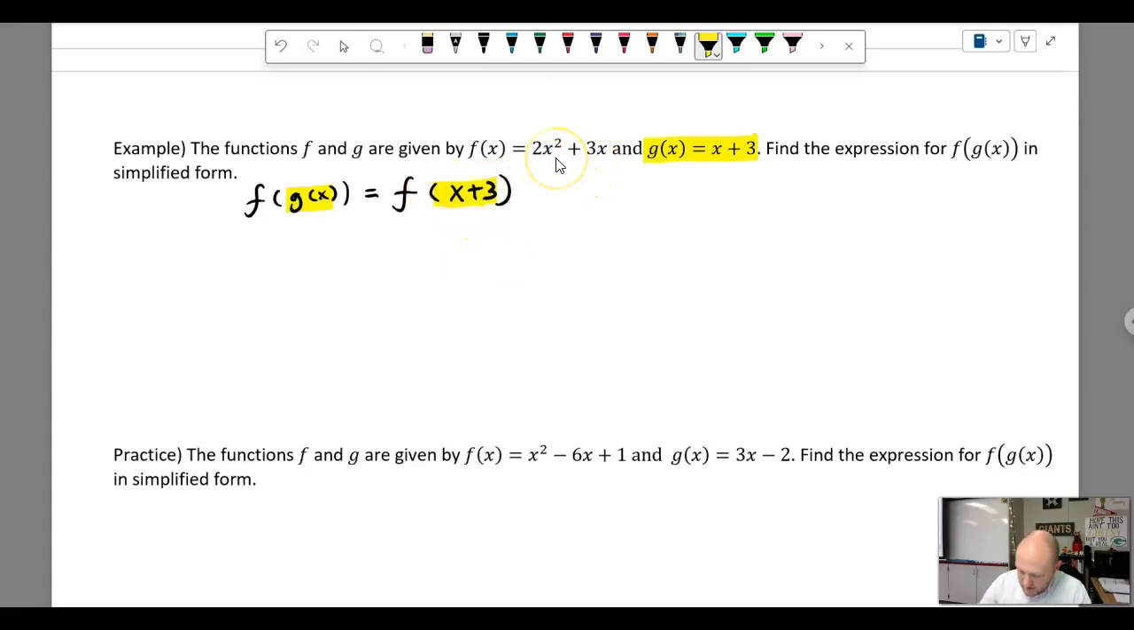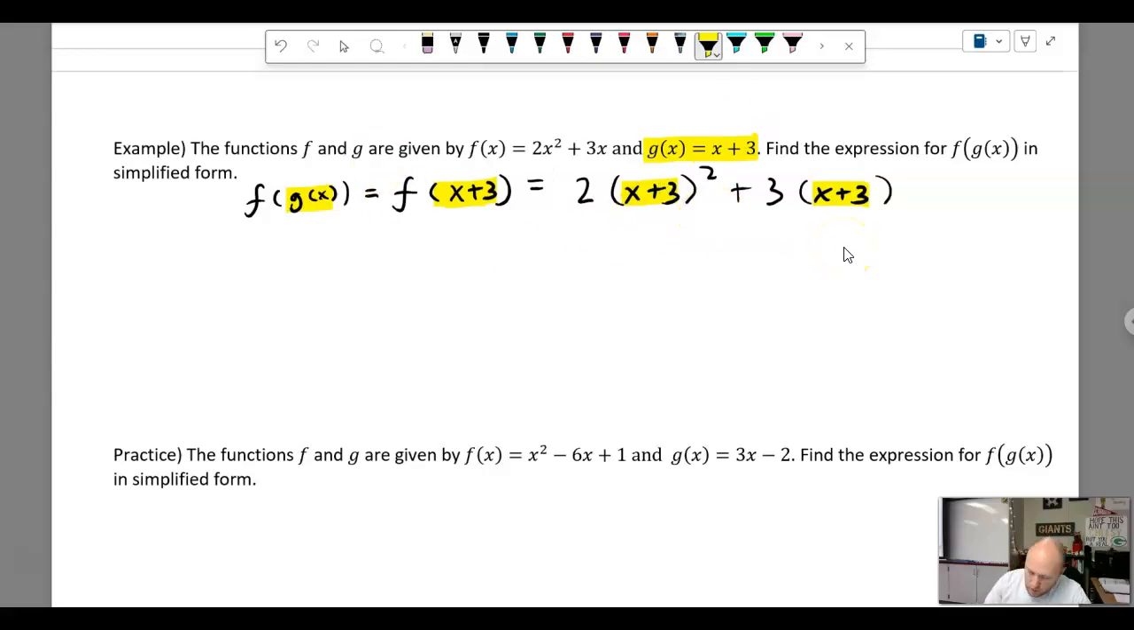So f is 2 times x squared plus 3 times x. And you'll notice I left parentheses because it's not f of x, it's f of x plus 3. I'm going to replace this with x plus 3. So I just drop this in wherever there is an x, and I use parentheses to help out with that. If you're struggling with this, on your outside function, just put parentheses wherever there's an x, and that's what you're going to plug that function into.